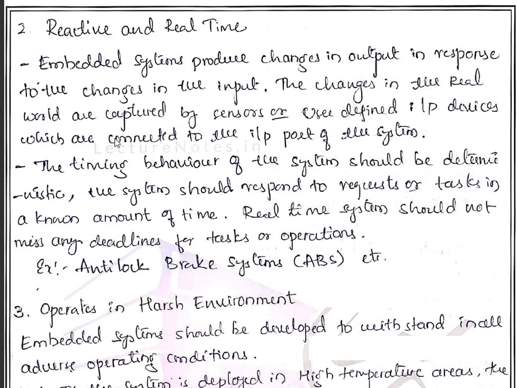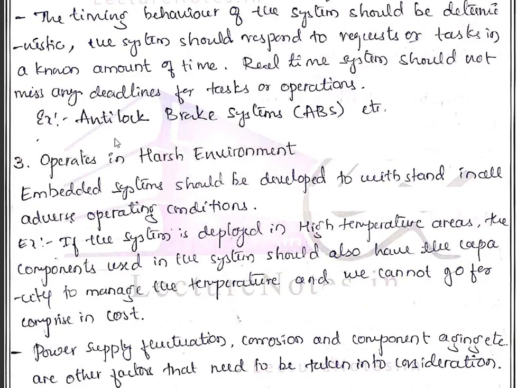Next is it is reactive and real time, which means the use of sensors in an embedded system would be to get immediate response and also produce changes in output with respect to the input. And also the timing behavior of a system should be deterministic, which means we should be able to predict at what time or within what time the system will respond. And that's why an example would be anti-lock brake system.